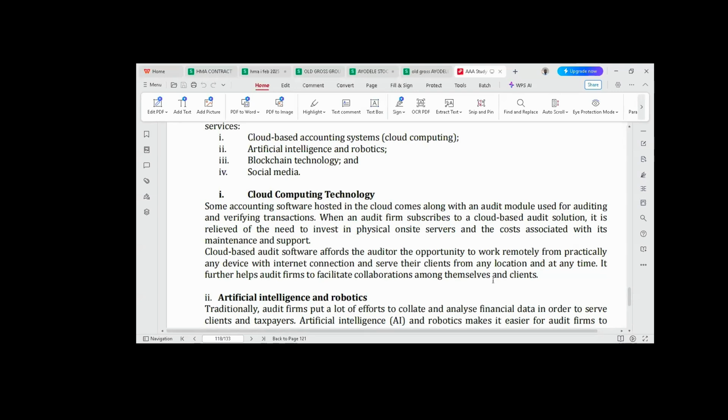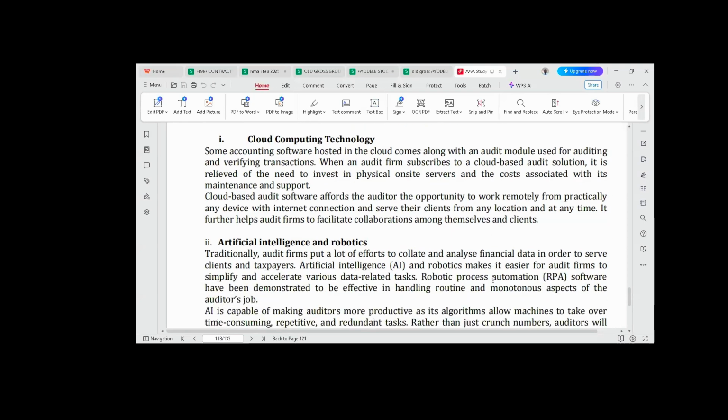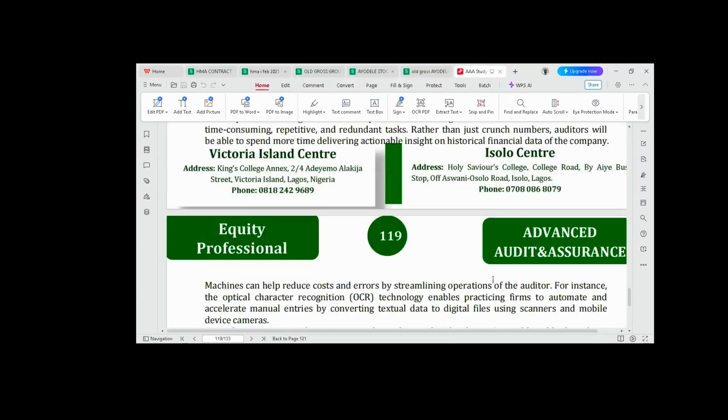Even if you are abroad, not in Nigeria, you can connect to your server remotely, where you have the internet connection. You can connect to your company server remotely. So that's what we mean by cloud-based computing. Okay? I hope that is clear. So we go to the next one.